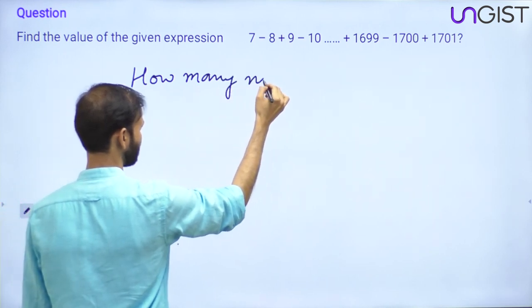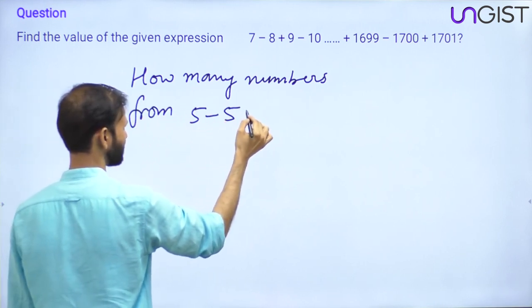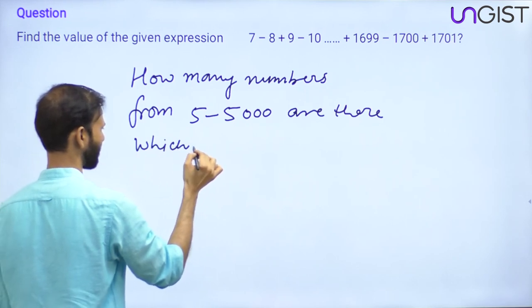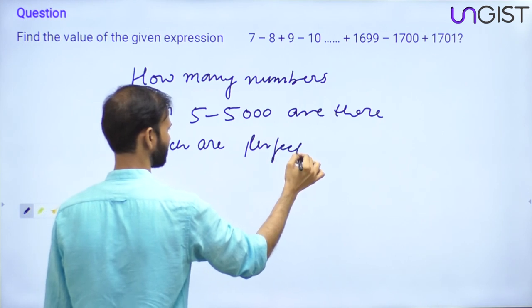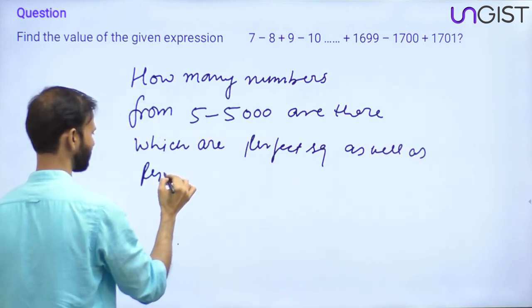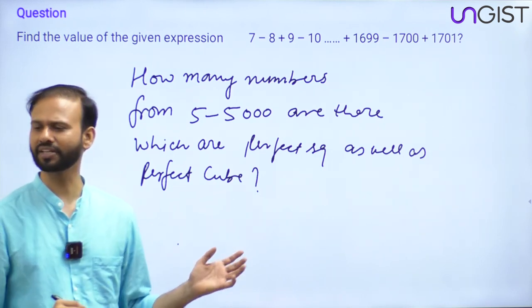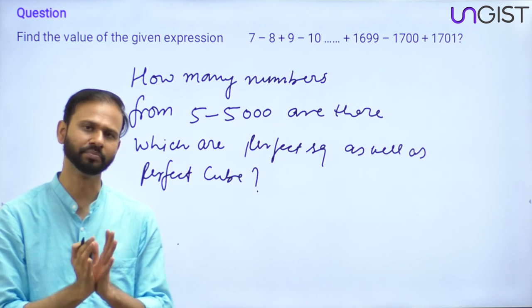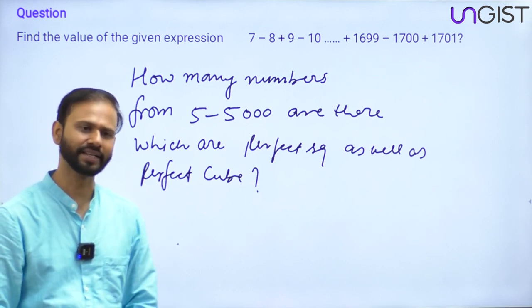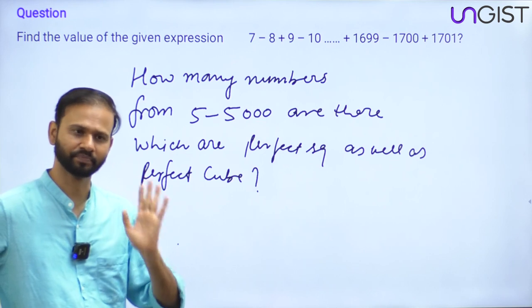How many numbers from 5 to 5,000 are there which are perfect square as well as perfect cube. Okay, I repeat the question: how many numbers from 5 to 5,000 are there which are perfect square as well as perfect cube, right? Guys, this question I have taken from the Engineering Services Exam, which UPSC conducts, IES. So this is again UPSC material, and it can be asked in your exam too, in CSE, okay?